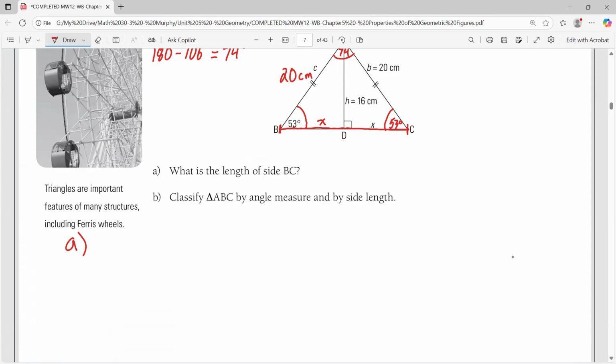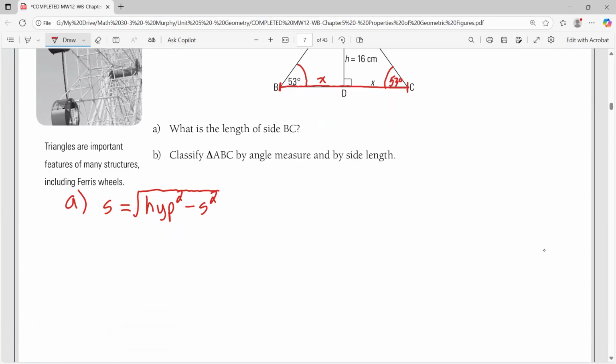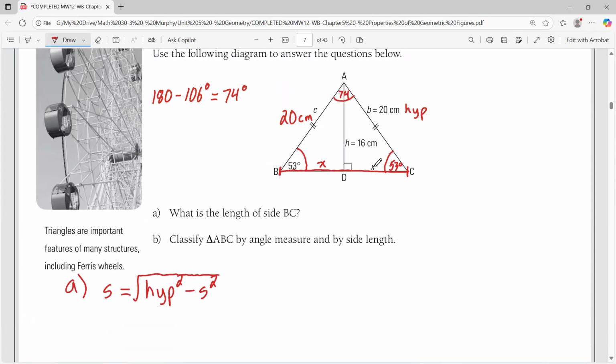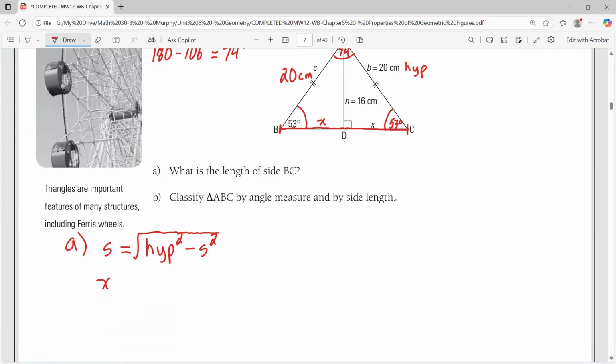So again, this is our hypotenuse. And then with the Pythagorean theorem, this side here, h and x are both sides. So we just get to use the formula hypotenuse squared minus one of the sides squared and square root it. And that was in the last lessons. Okay, now the unknown side is going to be x, because that's the one we're looking for. Hypotenuse is 20 squared minus 16 squared, and then square root it.